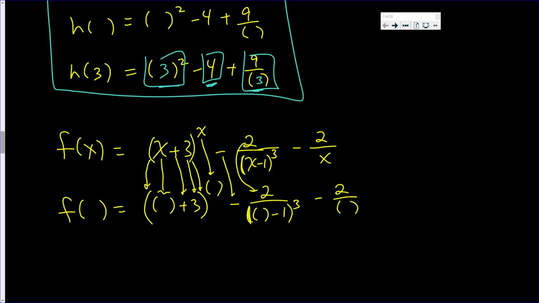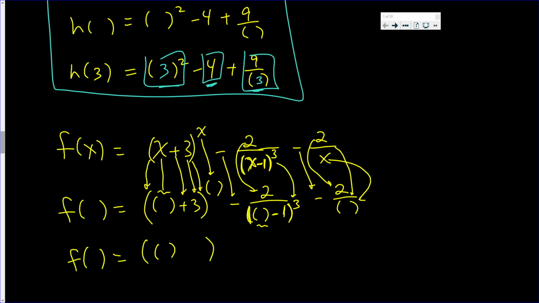I have my left bracket. Instead of x, I put brackets. I have the minus. I have the 1. I have the closed bracket. I have the 3 there. I have the minus sign, the 2 on the top, the division line, and instead of x, I put parentheses. So f of x is equal to, in brackets, x plus 3 to the x minus 2 over, in brackets, x minus 1 cubed minus 2 over x.